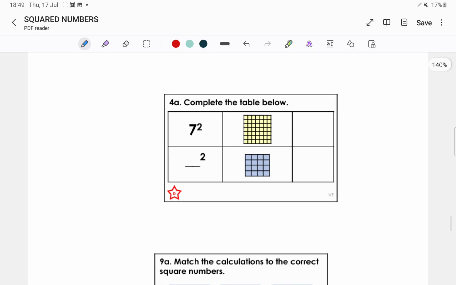Then we have a question, complete the table below. 7 squared means it is 7 by 7, and that is equal to 49. Here we have this number. We have to write here the number whose power we are taking. 1, 2, 3, 4. 1, 2, 3, 4. So it is 4 squared because it is 4 by 4. So 4 by 4 is equal to 16.